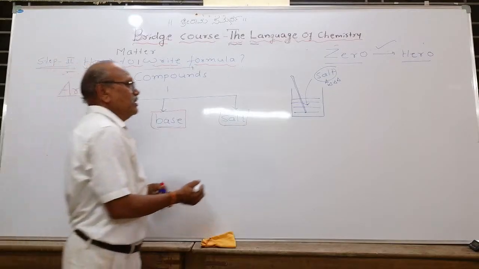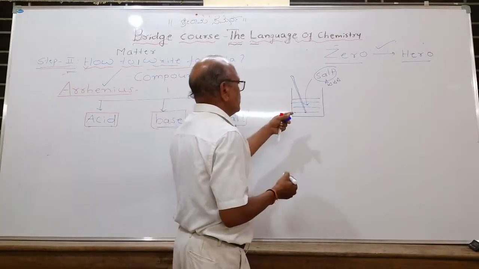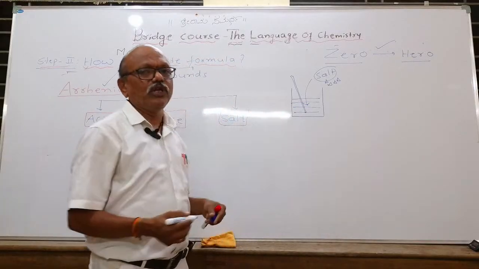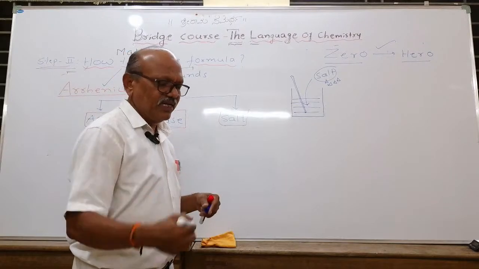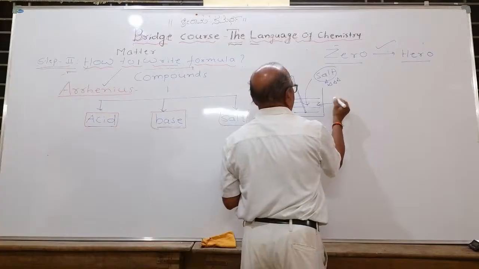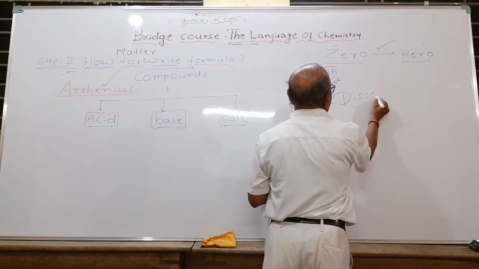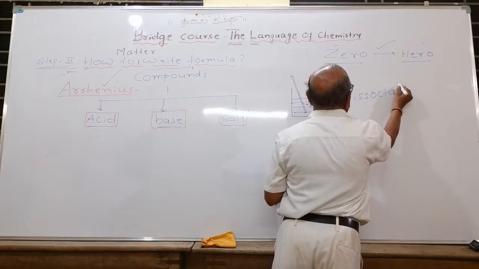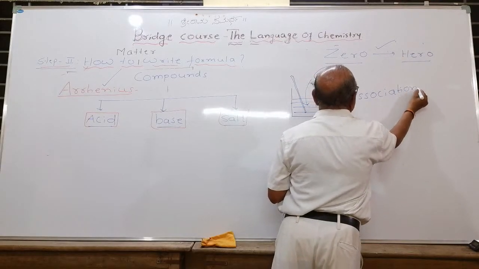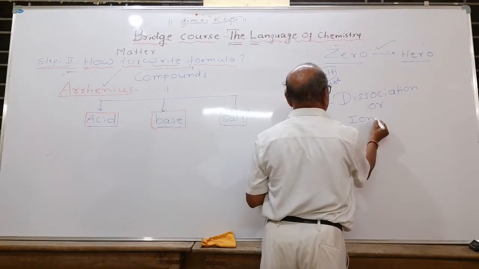Whenever a substance, maybe an acid, maybe a base, and some of the salts, when they are put in water, they will dissolve. This particular process he called dissociation. Please note down, all of you, it is called dissociation, and the simple meaning is ionization. They will undergo ionization.